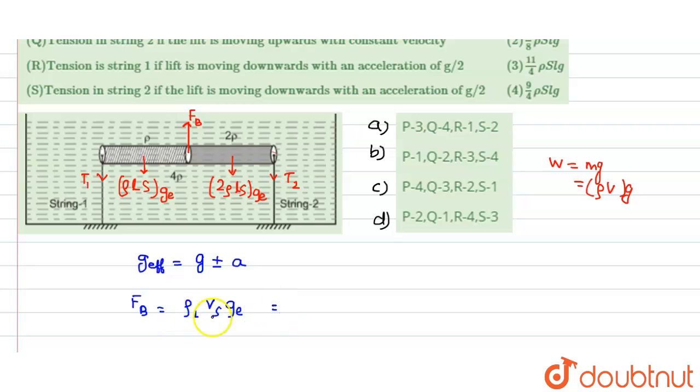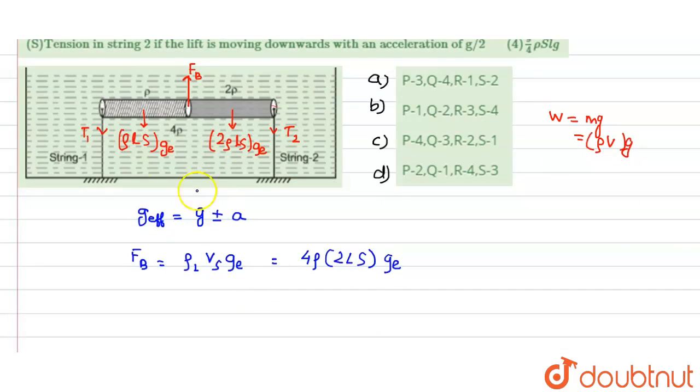So it would be equal to the density of the liquid, 4 rho, multiplied by the volume submerged. It is the total volume. The total length from here to here is 2L, so 2L multiplied by the cross-sectional area gives us the volume. Multiplying it by g effective, this would be the buoyant force.